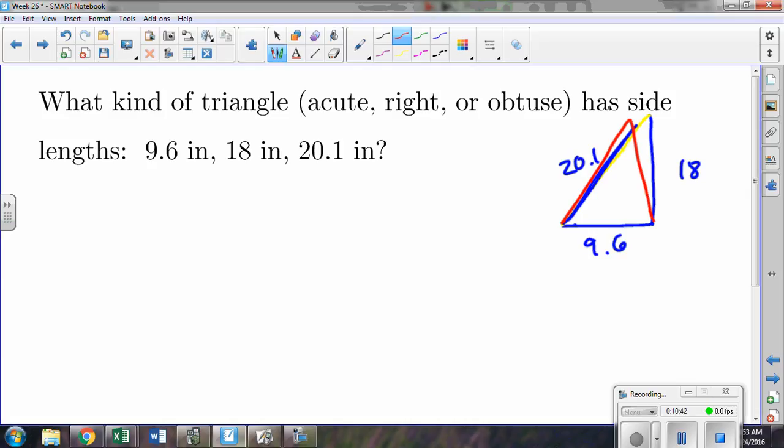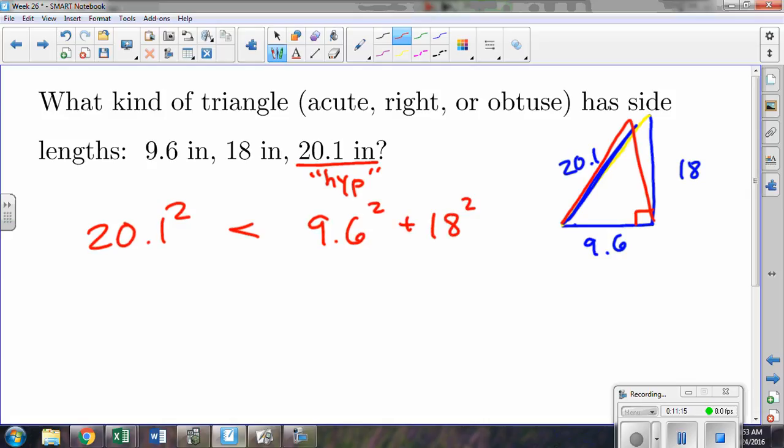It wouldn't be 90 anymore. What kind would it be? In this instance, since we shrunk down the 90 to something smaller, we've instead created an acute triangle. This type of behavior will occur if you take the so-called hypotenuse, the longest side, and square it, and it turns out to be less than the sum of the squares of the other 2 legs. This algebraic behavior will force the red geometric behavior.